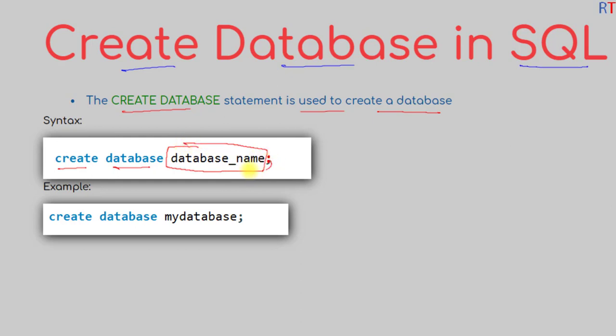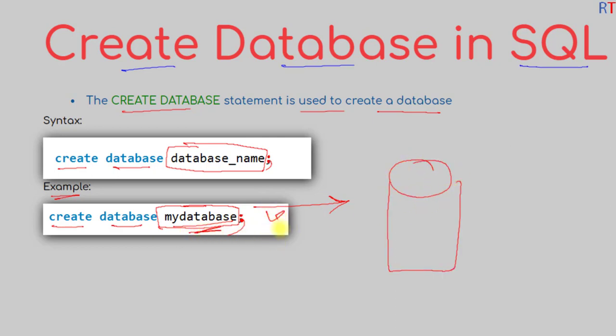And then we have to put one semicolon at the end. As an example, to create one database called my database, the syntax is first you have the keyword CREATE DATABASE, and after that we have the name of our database, which is my database, and after that we have to put one semicolon at the end. This way it will create one database called my database.